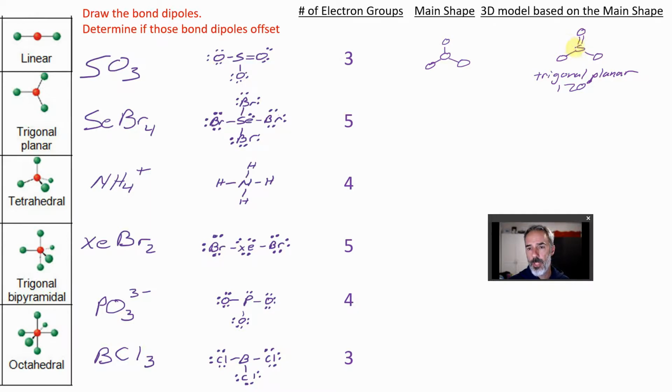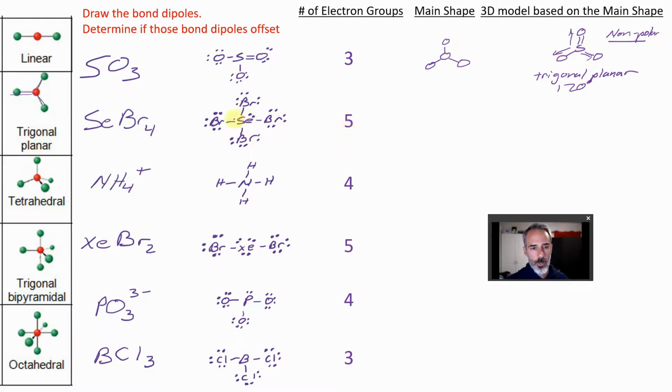If I were to then draw in the dipoles, well, oxygen is more electronegative than sulfur. If I draw in the dipoles like that, you can see that those dipoles are perfectly symmetrical, right? You can imagine that if you were here and somebody was pulling on ropes in these directions, they're perfectly offset. And so therefore, this is going to be a non-polar molecule because those bond dipoles offset. All right, let's go to the next one.